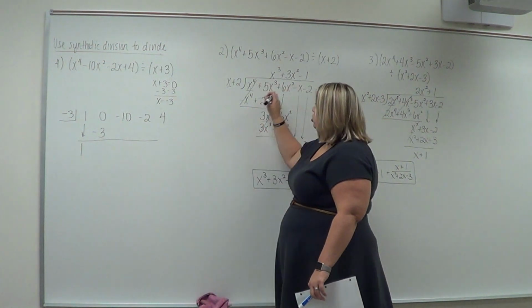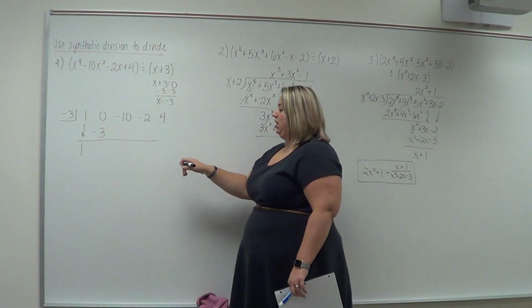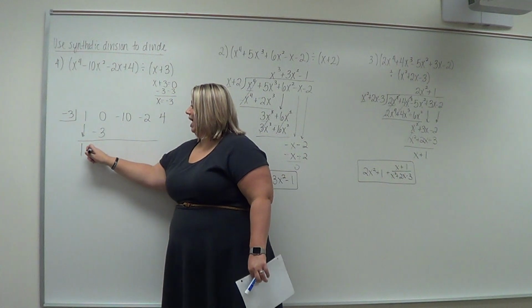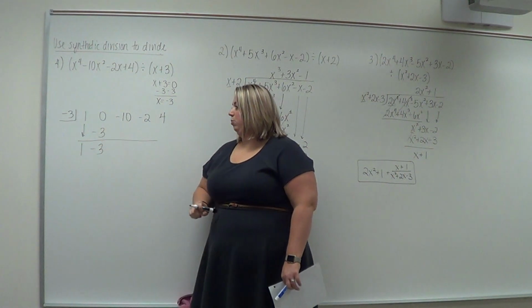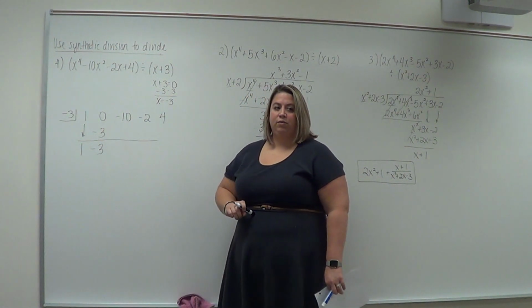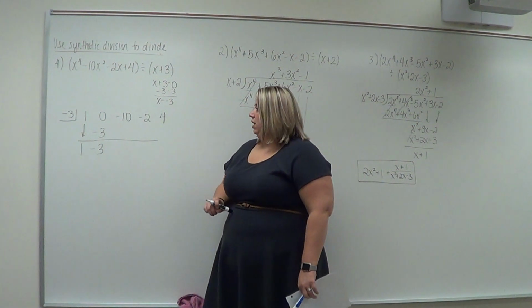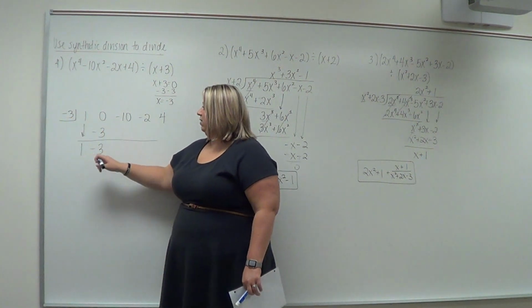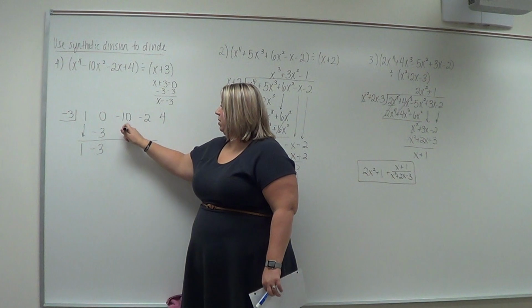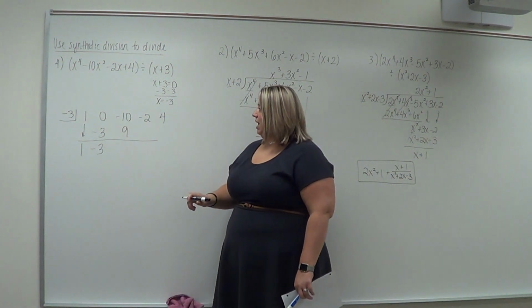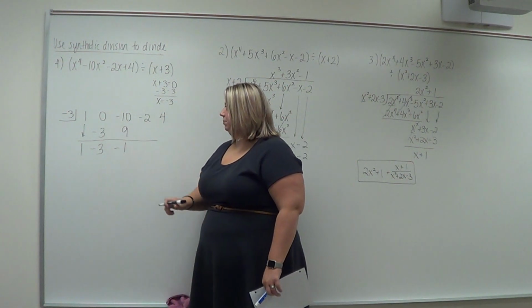So long division, you multiply and subtract. Synthetic division, we multiply and then we add. So 0 plus -3 is -3. And then I have -3 times -3, which is 9. So that goes up here. Add down -1.